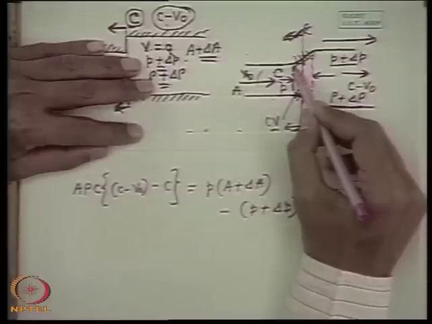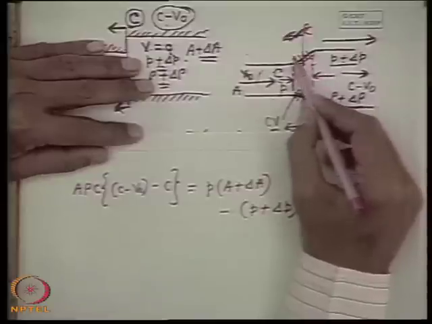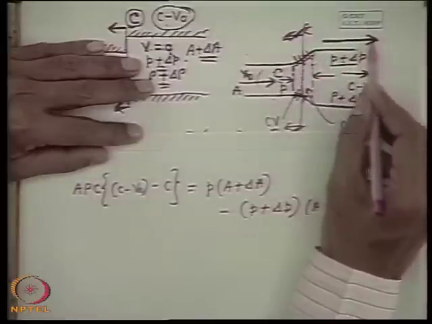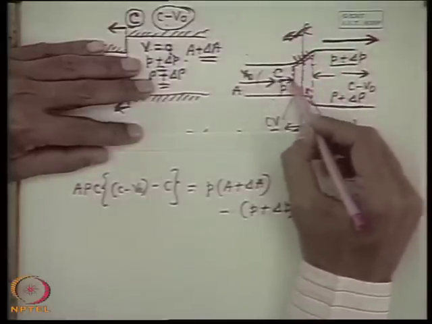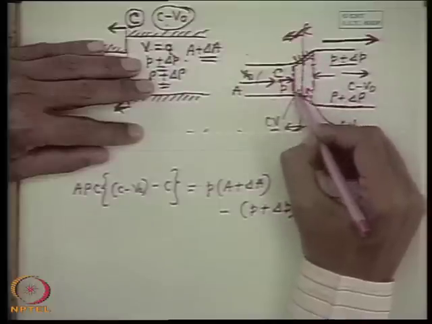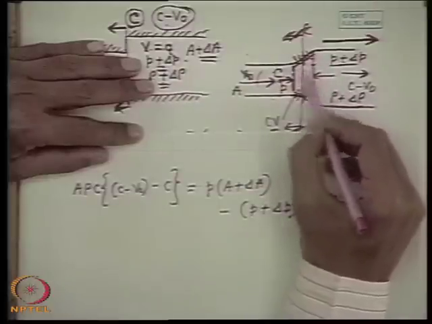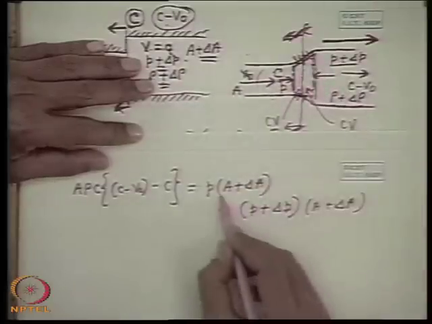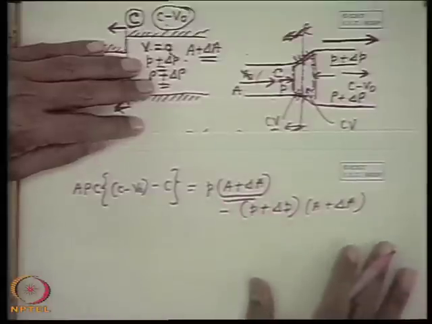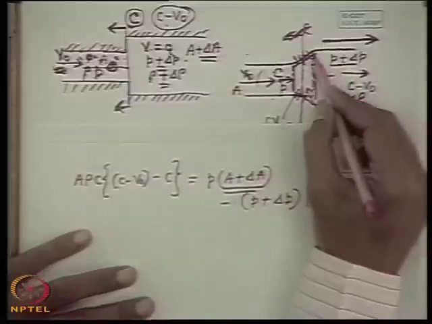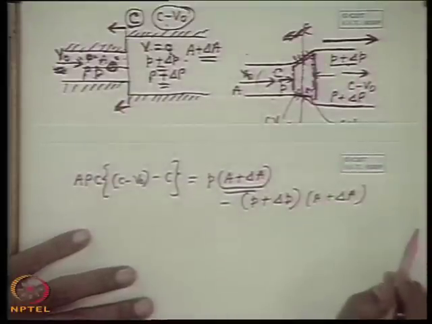So therefore the projected area on which the component of the pressure will come in this direction will be equal to P times the total area. That means this area plus the projected part of this area, so that ultimately A plus delta A is the area over which the pressure P is acting. And on this side of the control volume, P plus delta P over the same area A plus delta A.